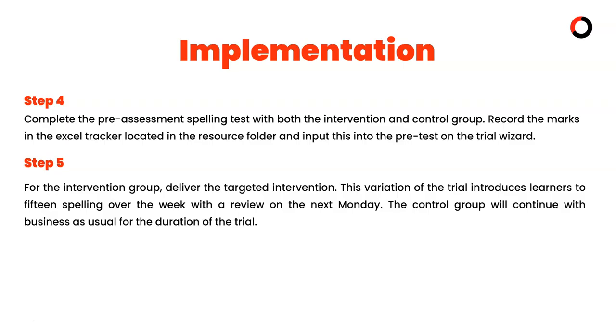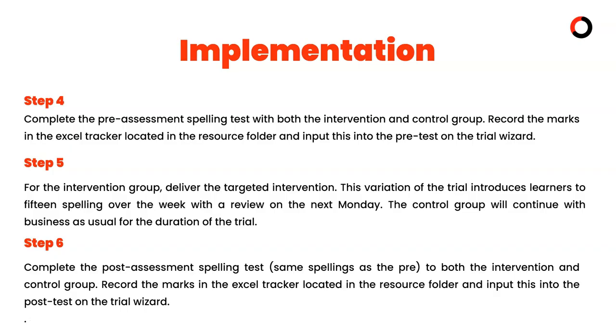Step 5. For the intervention group, deliver the targeted intervention. This is the variation of the trial, introduces the learners to 15 words gradually over the week, with a review on the Monday. So rather than provide all the words on the Monday, you will then spread these out over the week to support working memory. The control group will then continue with business as usual for the duration of the trial.